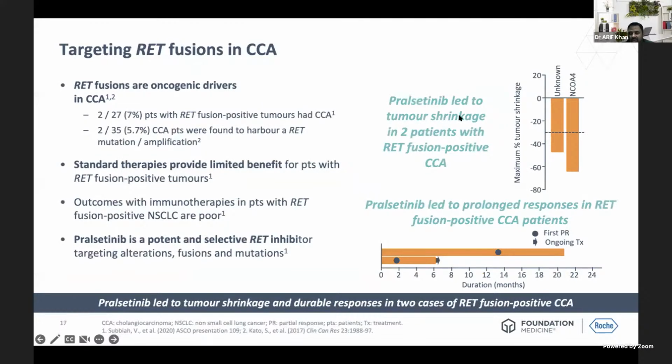As we can see from these two case studies, it has led to a response of around 40% shrinkage in the tumor. In another patient, there was a 60% reduction in the tumor. They also led to durable responses of up to 20 months. So this RET inhibitor in RET positive cholangios led to a durable response of close to 20 months. That is a significant improvement in the outcome.